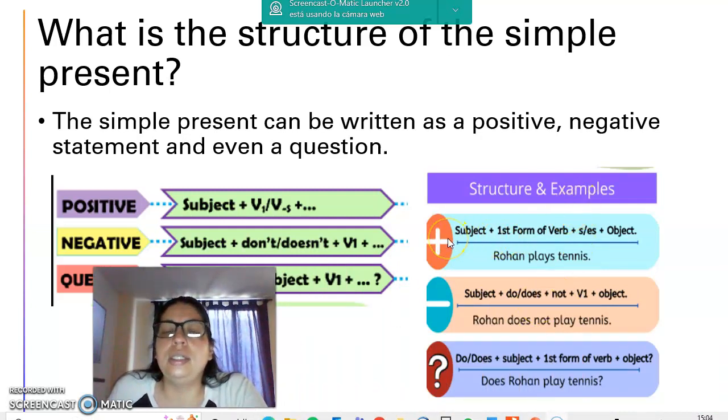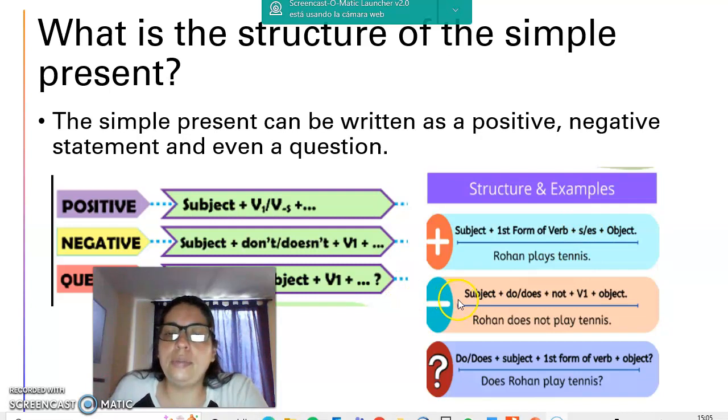For example, in affirmative statements, we have Rohan plays tennis. Here we could see the subject, the first form of the verb, all right? Because the subject is male, in this case we add an S to the end of the verb, okay? So we put Rohan plays tennis. Now, depending on the verb, there are some situations where we put the S and others where we put the ES, but the students already know these.